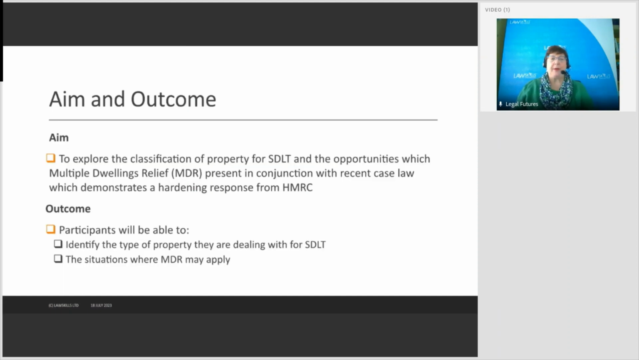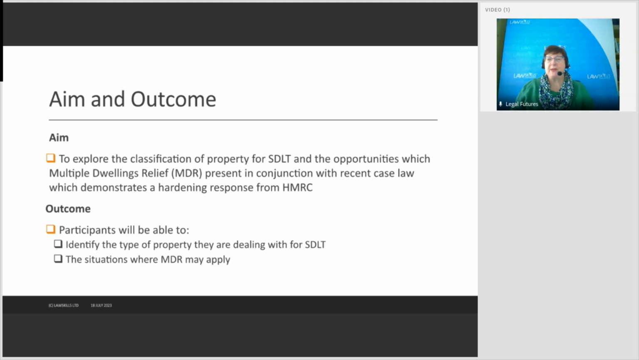So my aim in this webinar is to explore the classification of SDLT, because property is in different categories, and that's what causes some of the problems. And the opportunities which one of those reliefs, multiple dwellings relief, presents in conjunction with recent case law, which does demonstrate a hardening of response from HMRC.